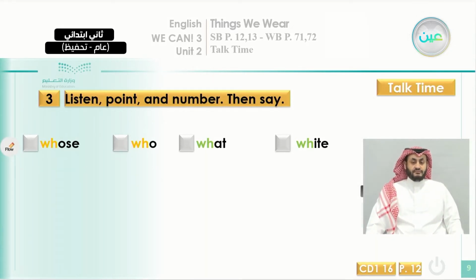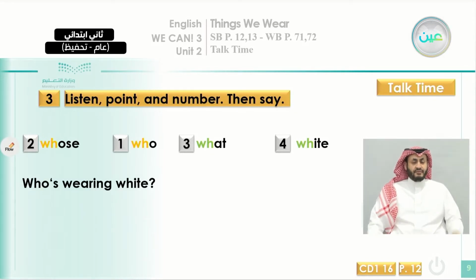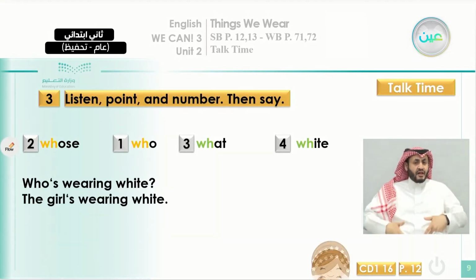Exercise 3. Listen, point, and number. Then say. Number 1, who. Who. Number 2, whose. Whose. Number 3, what. What. Number 4, white. White. Who's wearing white? The girl is wearing white.